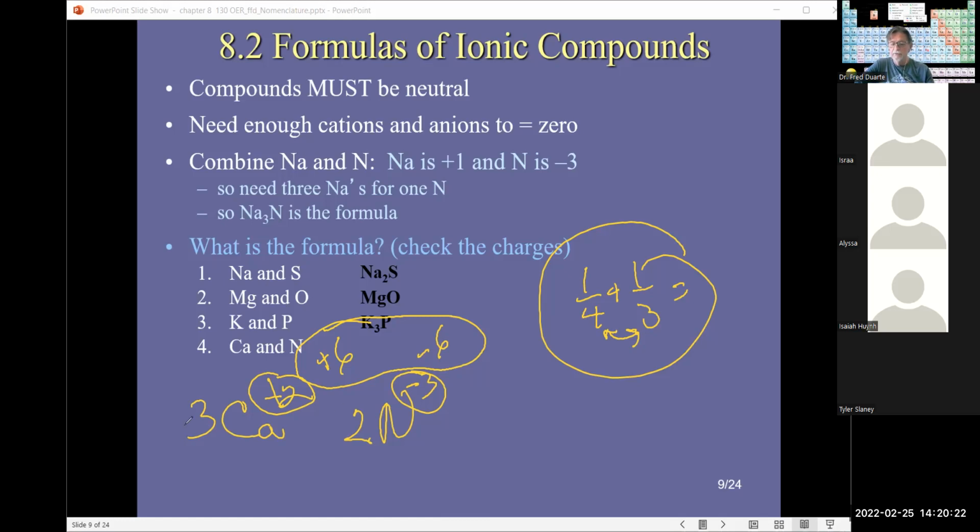So I need 3 calciums and 2 nitrides. That 3 becomes the subscript for the calcium, and that 2 becomes the subscript for the nitride, okay? I need 2 nitrides because each one has a negative 3, which gives me a total of negative 6. And I need 3 calcium ions because I have a plus 2, and that's a total of plus 6. So my common factor is 6, and that tells me how many of each ion I need. So the formula becomes Ca3N2.